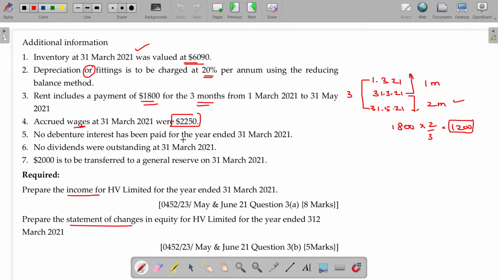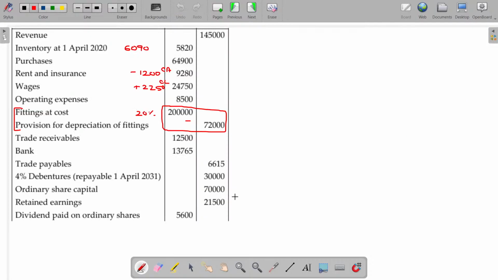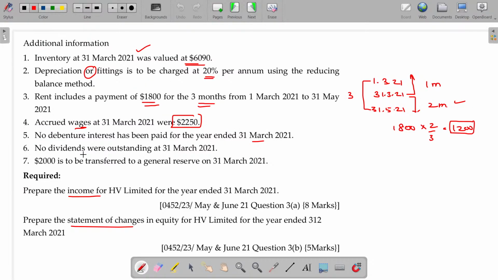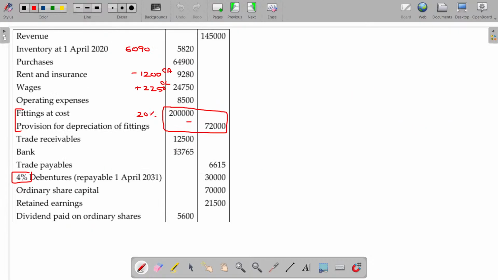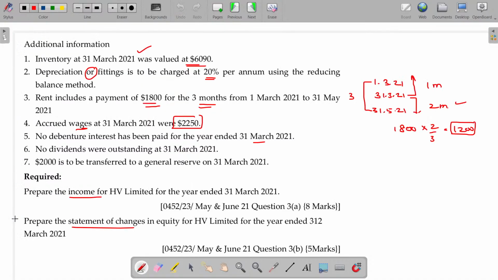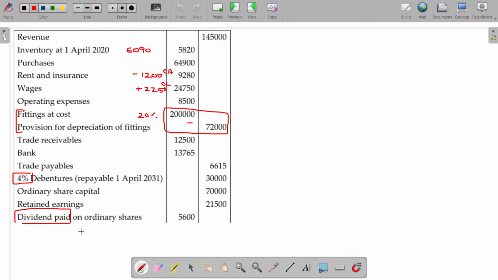No debenture interest has been paid for the year ended. So you have to calculate debenture interest at the rate of 4%, which will be payable. Right. No dividends were outstanding. So dividend paid is there. And 2,000 is to be transferred to GR. Retained earnings to GR transfer being 2,000. This segment is all about changes in equity shares.